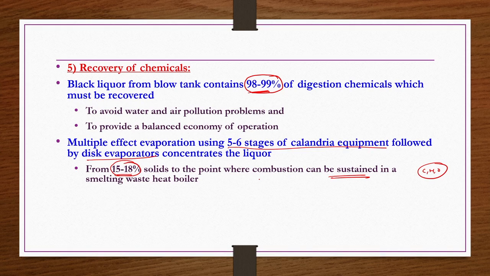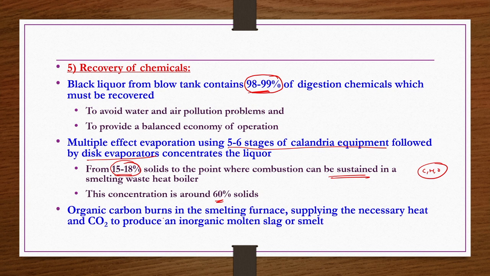So that would be increased to 40 to 65%, and the black liquor having 40 to 60% would be sent to a smelting furnace. Increasing the solids concentration from 15 to 18% to a range of 40 to 60% is done in the multiple effect evaporation process. Organic carbon burns in the smelting furnace, supplying the necessary heat and CO2 to produce an inorganic molten slag or smelt. This is the one from which you recover the inorganic chemicals.